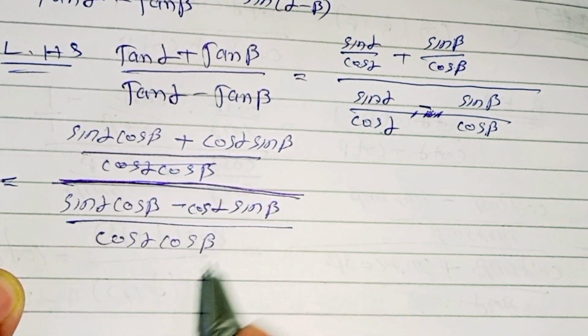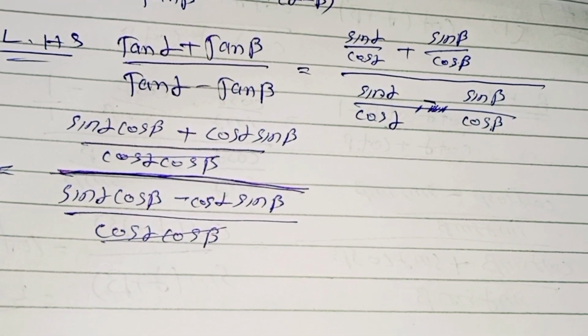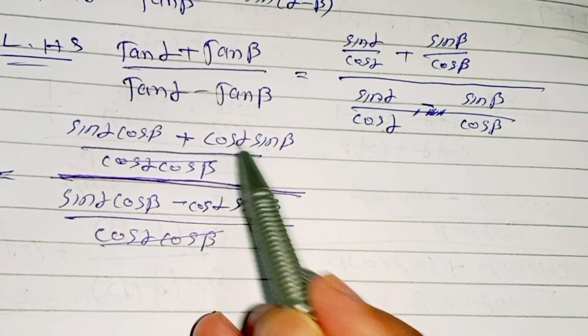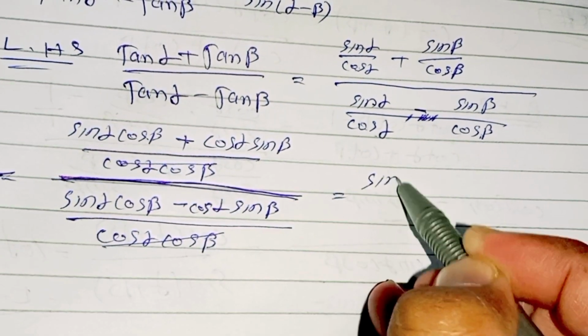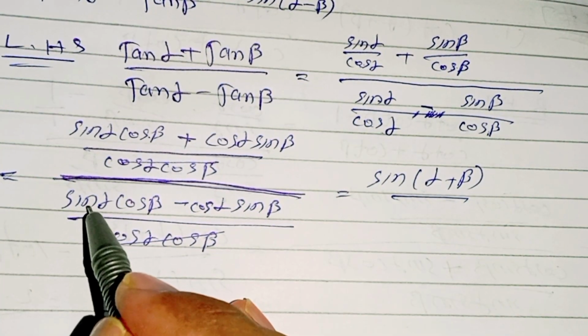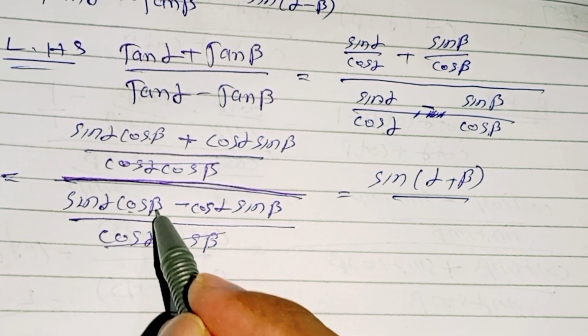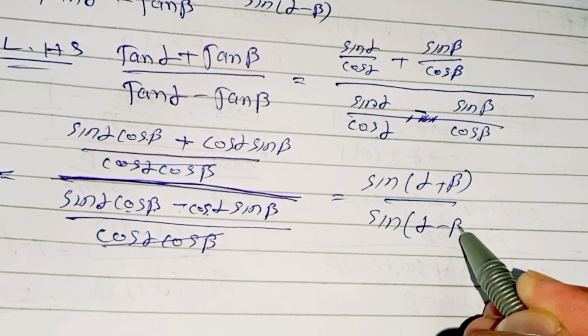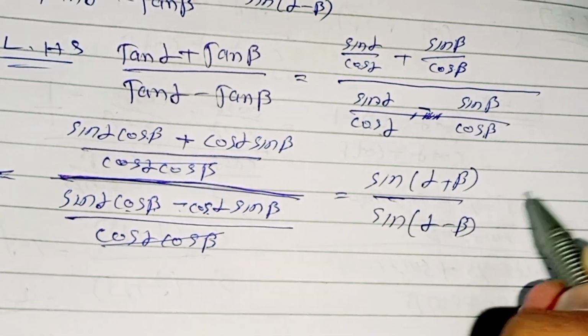In the numerator, cos alpha cos beta is cancelled by cos alpha cos beta in the denominator, and we have the formula sin alpha cos beta plus cos alpha sin beta is equal to sin of alpha plus beta, and in the denominator sin alpha cos beta minus cos alpha sin beta is equal to sin of alpha minus beta, which is the required right hand side.